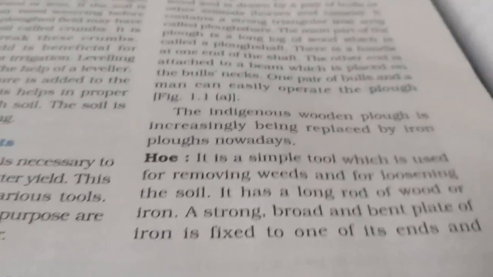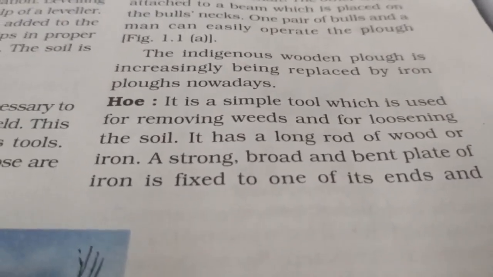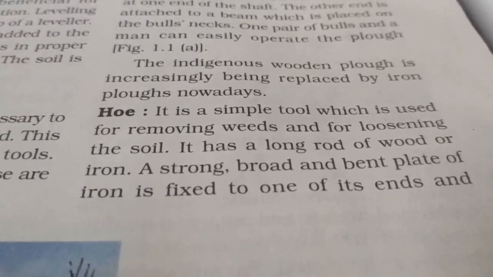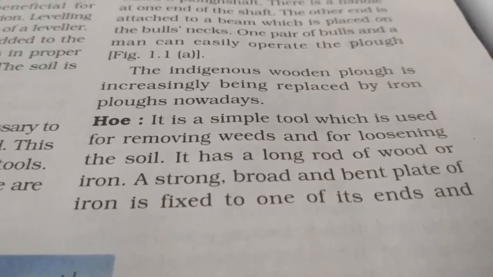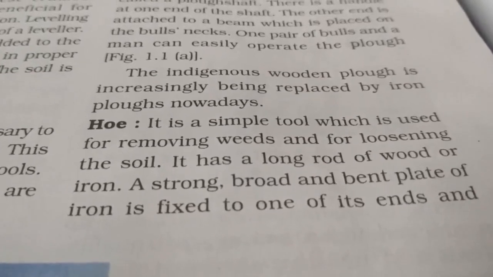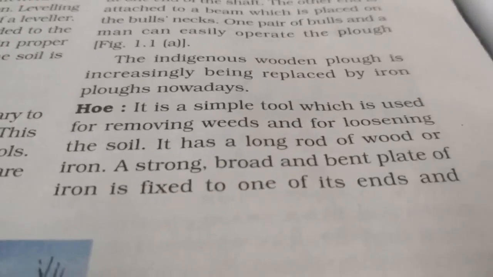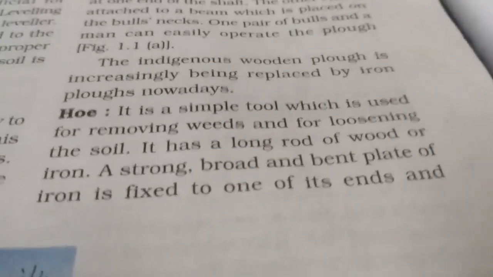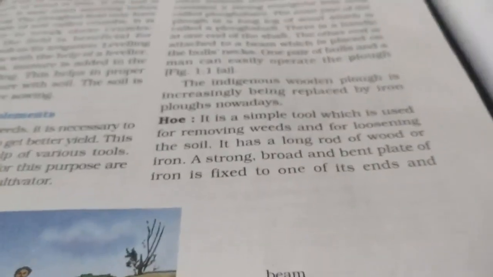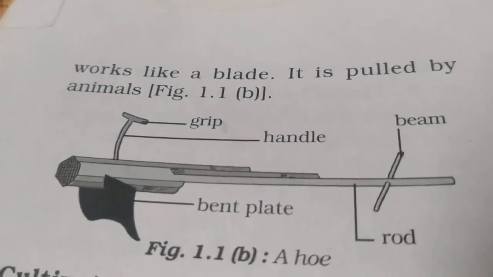Now the second agricultural tool, that is hoe. It is a simple tool which is used for removing weeds and for loosening the soil. It has a long rod of wood or iron. A strong, broad and bent plate of iron is fixed to one of its ends, and it works like a blade. It is pulled by animals also.